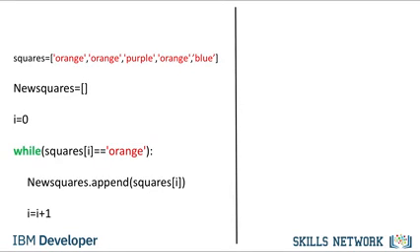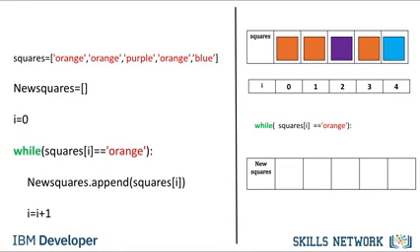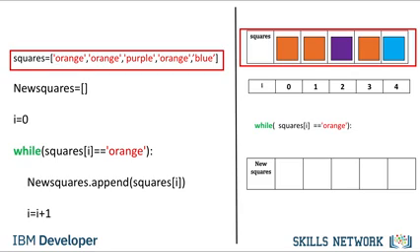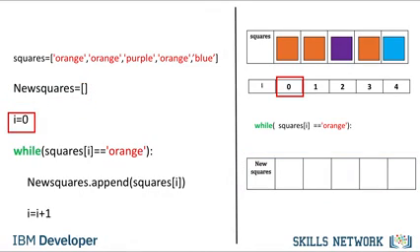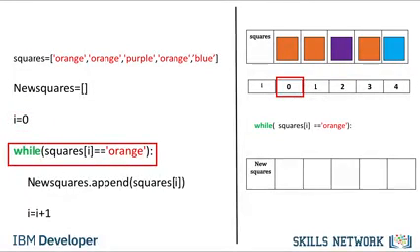Let's use the figure on the left to represent the code. We will use a list with the names of the color to represent the different squares. We create an empty list of new squares. In reality, the list is of indeterminate size. We start the index at 0. The while statement will repeatedly execute the statements within the indent until the condition inside the bracket is false.